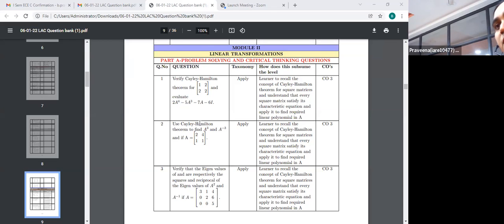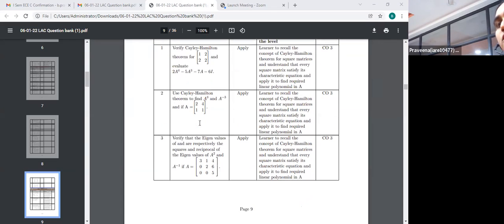Okay, next. Use Cayley-Hamilton theorem to find a cube and a power minus 3. This is also a 2 by 2 matrix, that is 2, 4, 1, 1. For that, we already discussed finding a cube, right? How are we finding a cube? From the given characteristic polynomial, by using Cayley-Hamilton theorem, we have to replace lambda with a. After that, multiply both sides according to the given question.